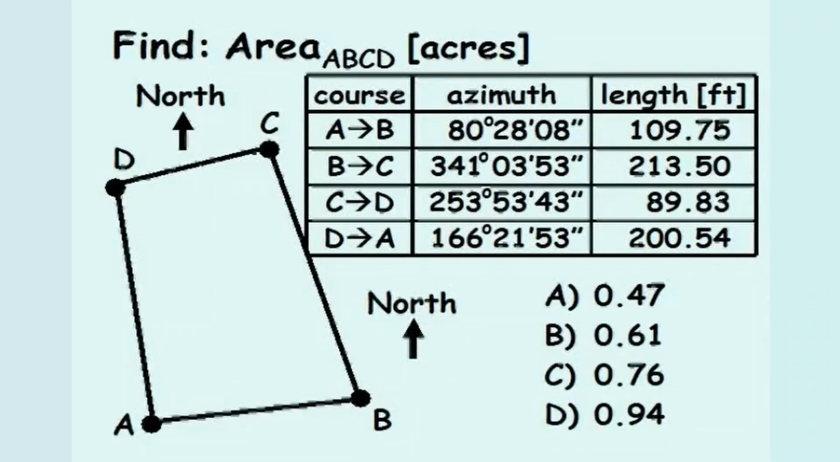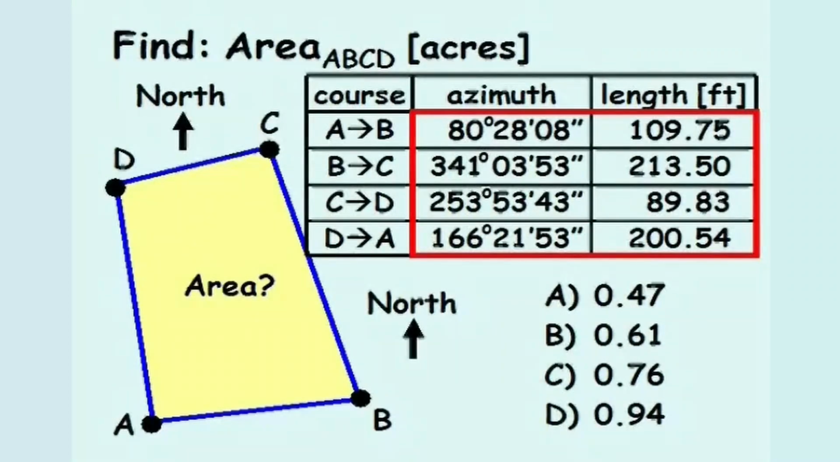Find the area of polygon ABCD in acres. In this problem, points A, B, C, and D form a closed traverse, where the enclosed area is to be determined. A table of surveyed data provides the azimuth values and lengths of each of the four courses in the traverse.